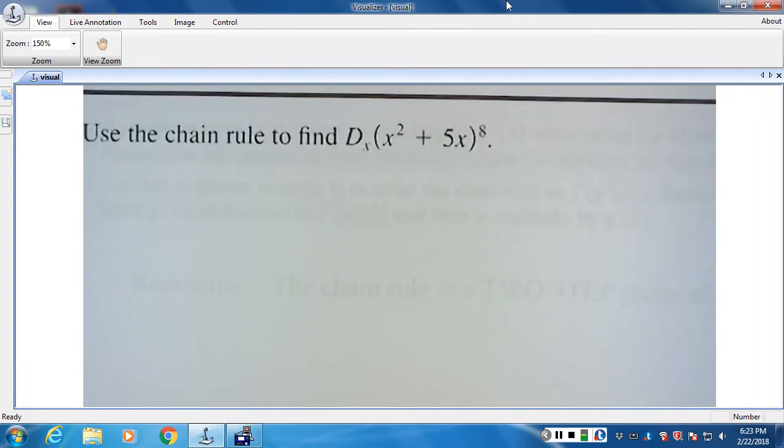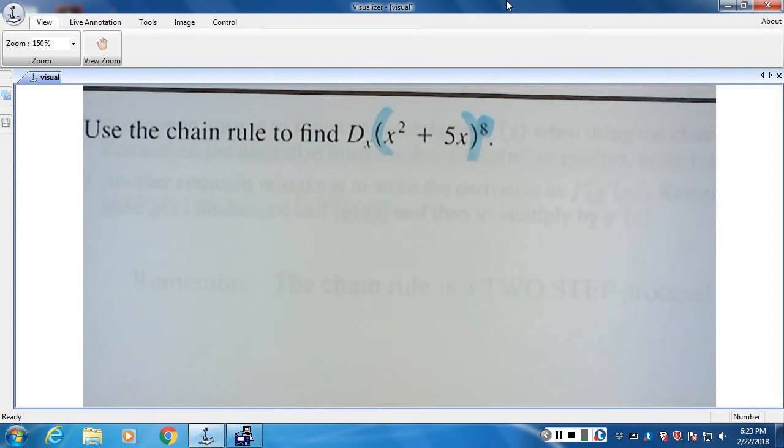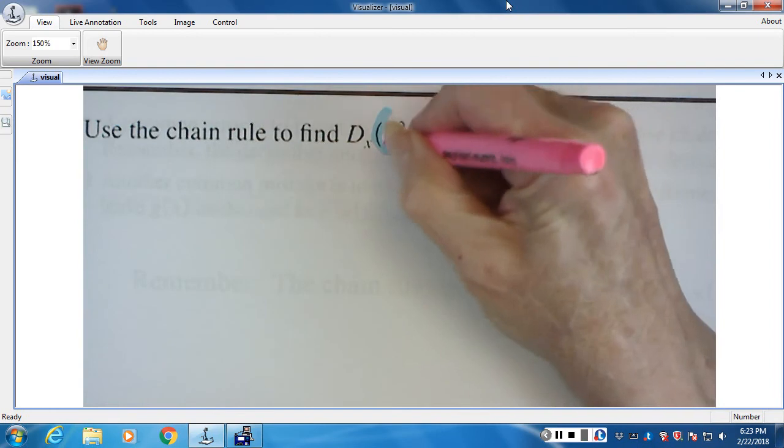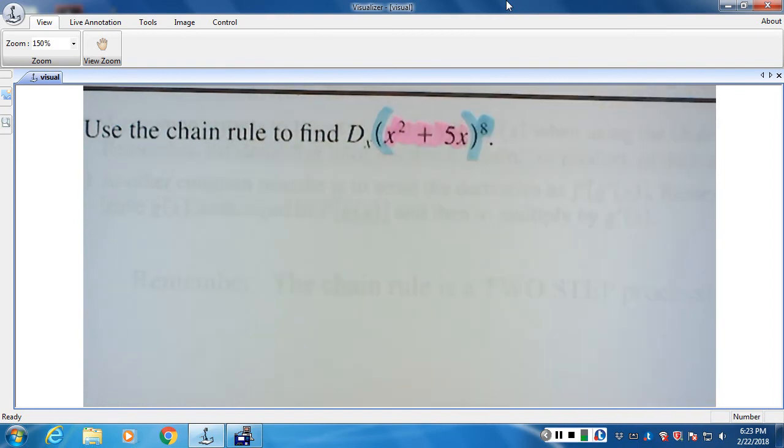This is saying the same thing. Take the derivative of that function that's been raised to a power. So it's very, very similar to the one that we just did. We have an outside function, something raised to the 8th power. We have an inside function, the stuff that's inside the parentheses.